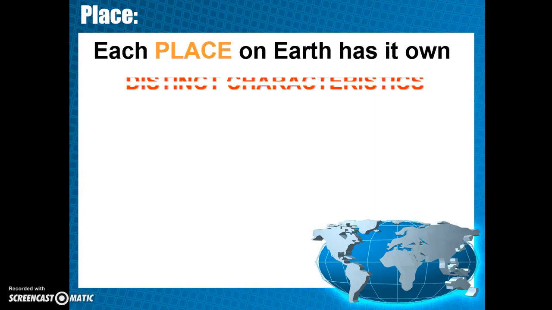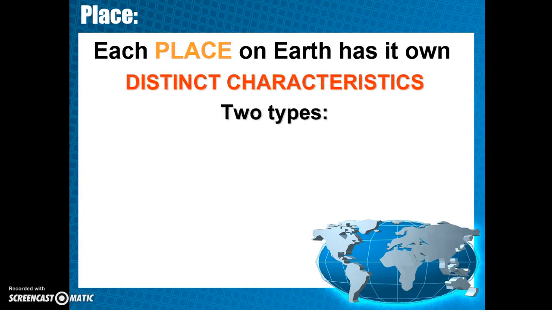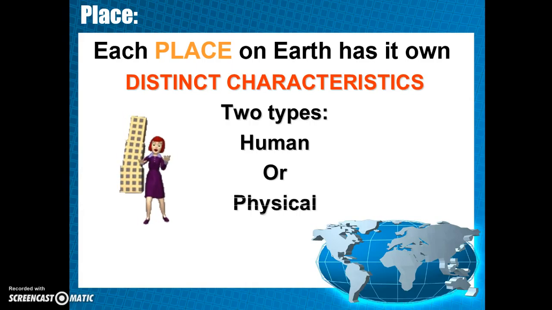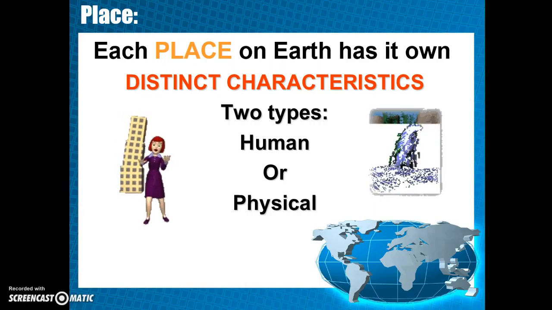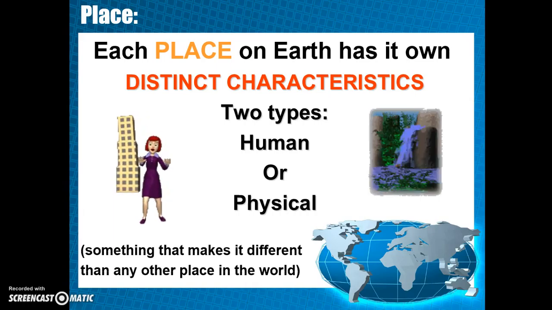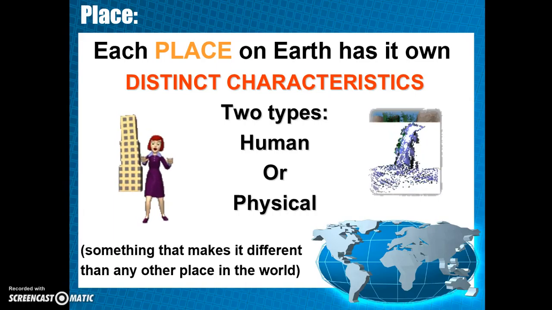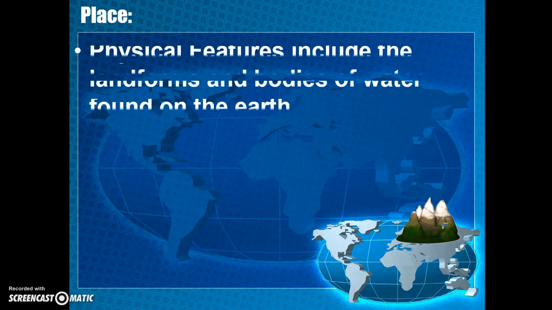Each place on Earth has its own distinct characteristics. There are two types of characteristics that we look at when we talk about place. There are human characteristics and there are, of course, physical characteristics. Human characteristics are things that humans put there, like buildings or bridges or landmarks. And the physical characteristics are things that were created by nature. Something that makes it different from any other place in the world.